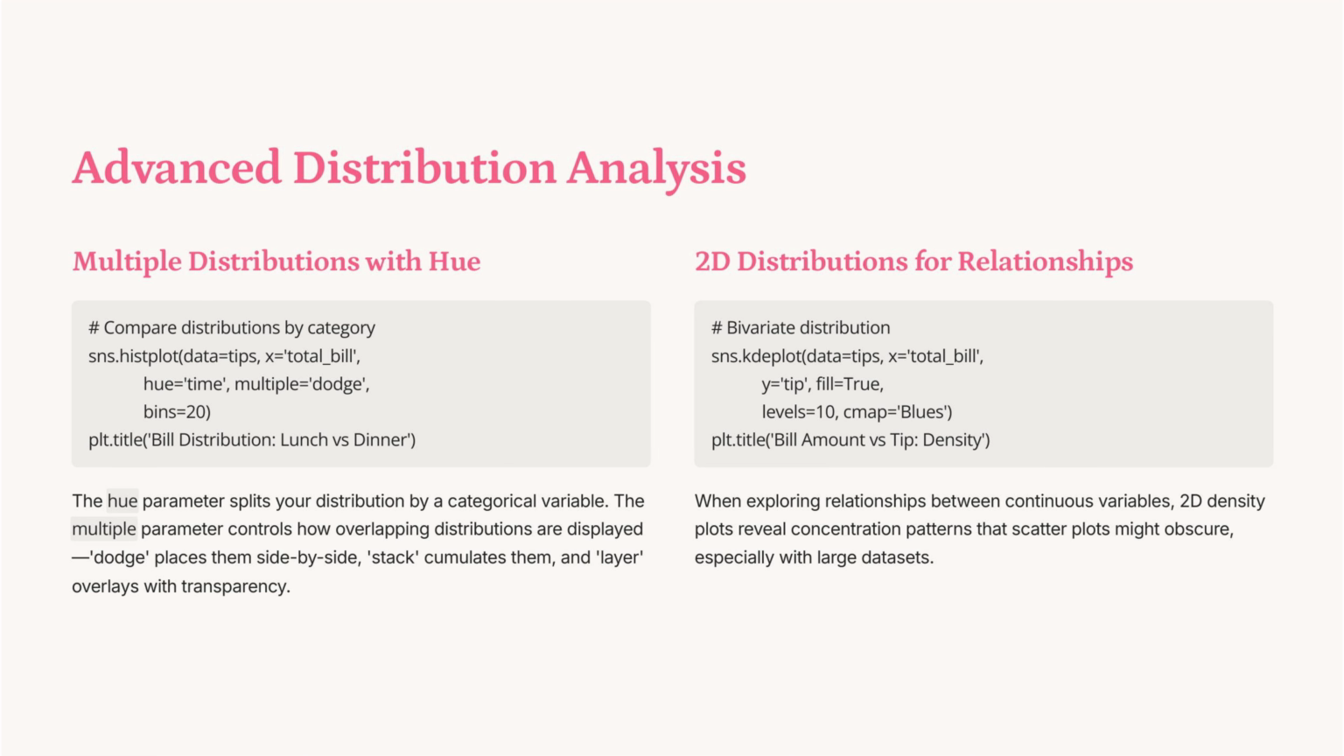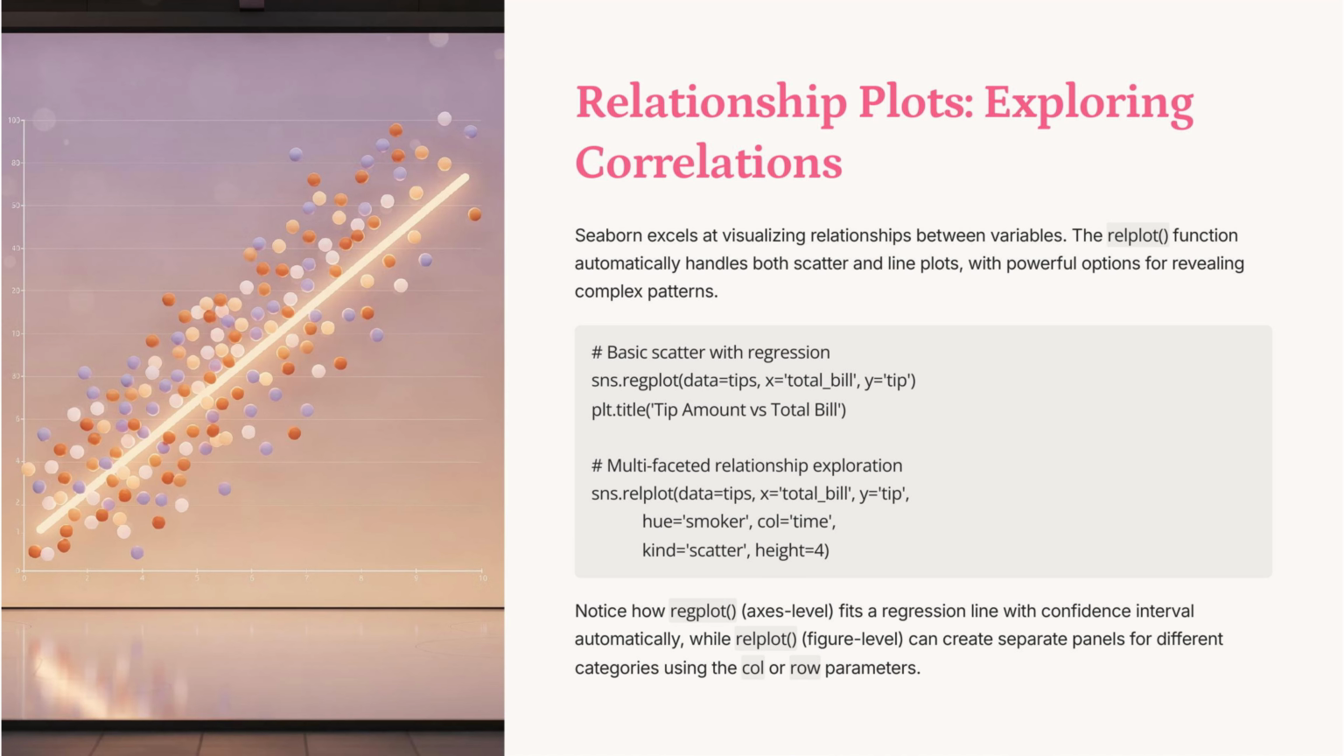Advanced distribution analysis enhances data understanding by comparing distributions across categories. Using Seaborn, the hue parameter differentiates distributions by categorical variables, while the multiple parameter manages their display. For bivariate analysis, two-dimensional density plots, like kdeplot, reveal concentration patterns between continuous variables, offering insights beyond scatterplots, especially in large datasets.